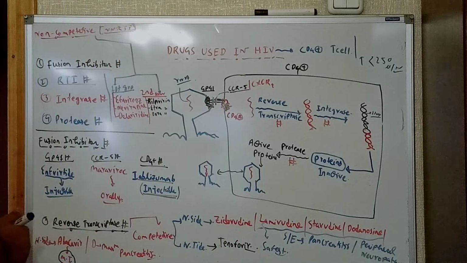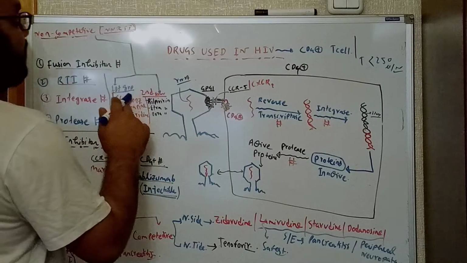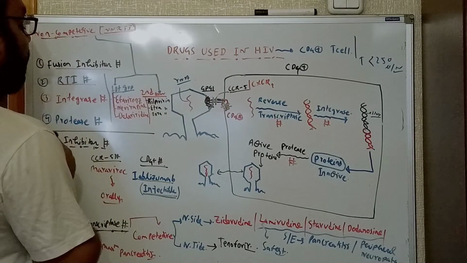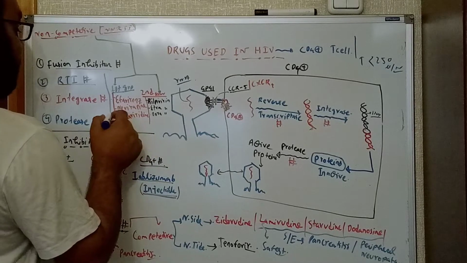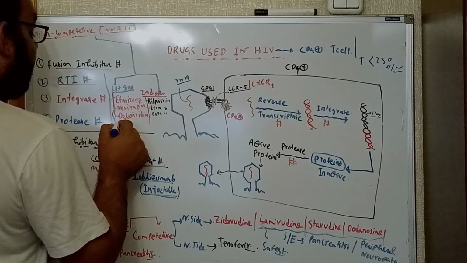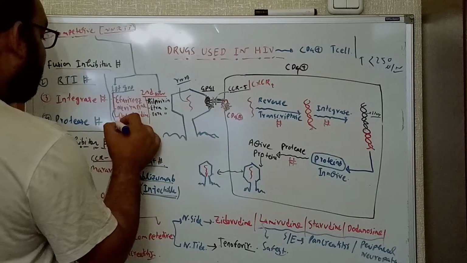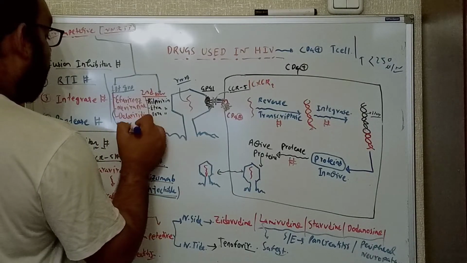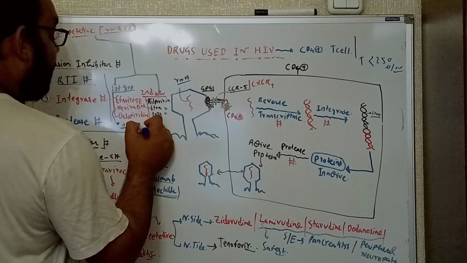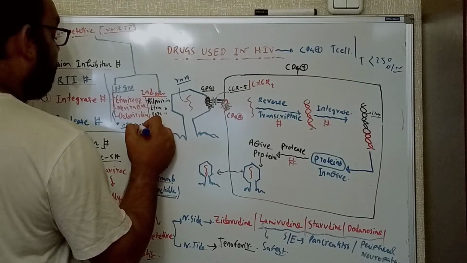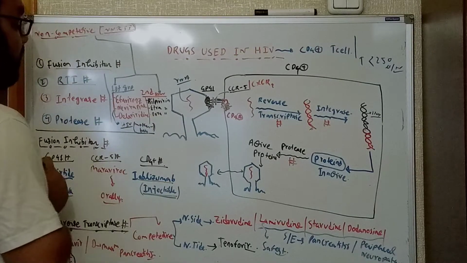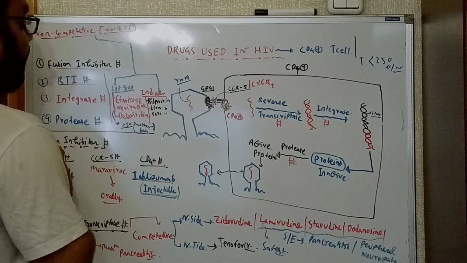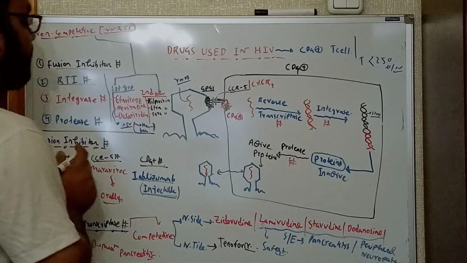Now in terms of the non-competitive inhibitors, we can use two groups: the first group and the second group. In the first group, the most important one is nevirapine. Nevirapine is used to prevent HIV transmission from mother to baby, across the placenta. We can also use delavirdine and efavirenz.